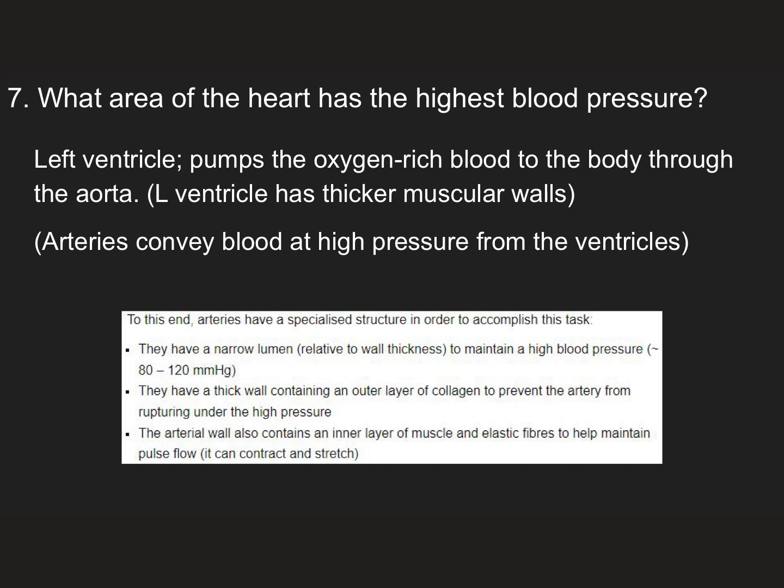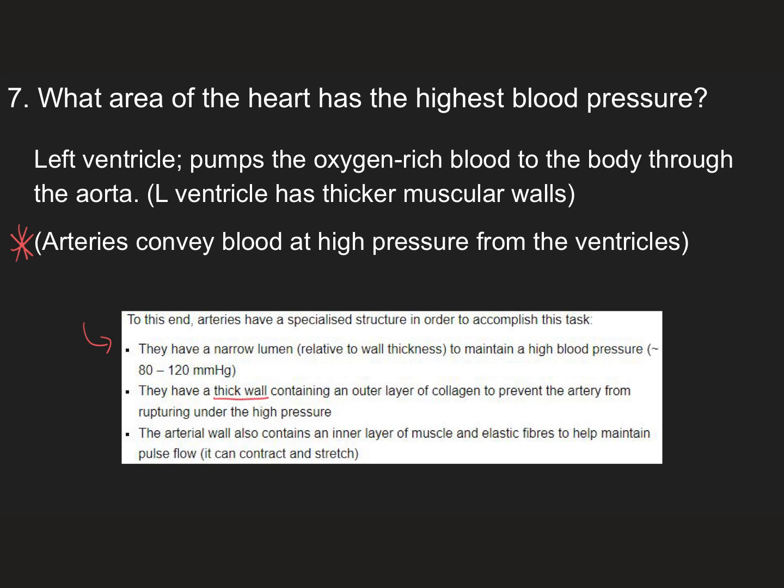And this is just a reminder of what an artery is. Arteries, in general, convey blood at high pressure from the ventricles. This is just an extra statement I put down here at the bottom about the structure in order for arteries to accomplish the task of moving blood at a high pressure. They've got a narrow lumen, and remember the lumen is like the tunnel in the middle, if you will. So they've got a narrow lumen to help maintain that high blood pressure.